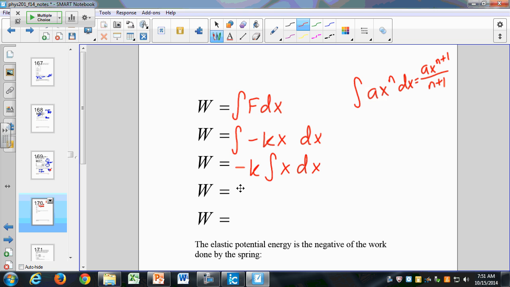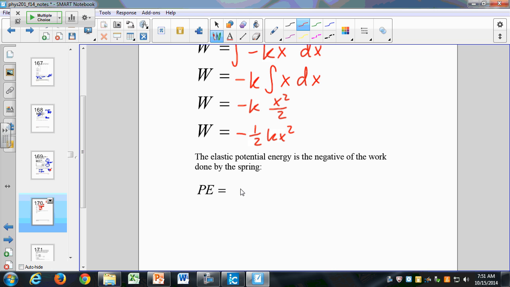You'll need to know how to find the integral of polynomials. That's really all we'll do right now. Later, when we get into oscillations, we'll do integrals of trigonometric functions. But for right now, I just need to know how to do the integrals of polynomials. So this then is negative k times x squared over 2. And so if I rewrite this, I get negative 1/2 kx squared.